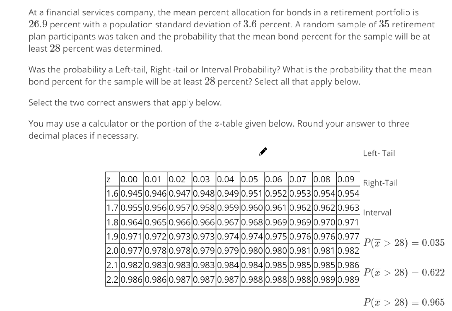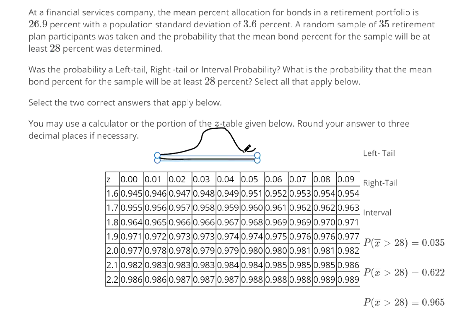Okay, so let's figure that out first. Let's go into the word problem. It's a random probability. Okay, here in the word problem, say the probability that the mean bond percent for the sample will be at least. If you're at least a certain number, that means it's the lowest the number could be, or it's going to be bigger than that number, right? So the key words there, at least, mean that this is a right-tailed test.